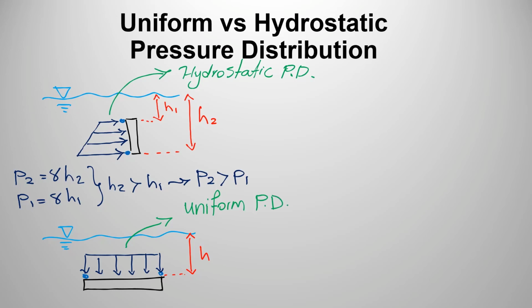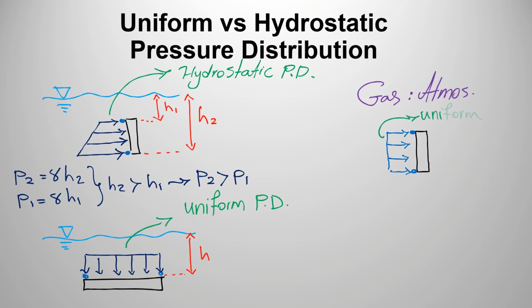Is there any other condition in which we can have a uniform pressure distribution? The answer is yes. Let's say that we have our panel in a gas. In this case, I'm going to call it atmosphere, but it could be any other type of gas too. So we have our vertical panel in a type of gas. In a gas, the pressure over here and over here are going to be exactly the same, and our pressure distribution is going to be uniform as well. So the point is, if you have a gas, your pressure distribution is going to be uniform. If you have a horizontal plane in the water, your pressure distribution is going to be uniform as well. For any other case, the pressure distribution is going to follow the hydrostatic pressure distribution.